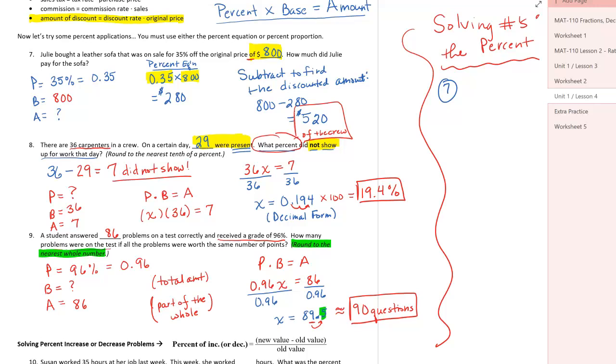Hello. In this video, I will be working numbers 7 through 9 from lesson 4 about percentages, but I will be using the percent proportion for these. So number 7 says Julie bought a leather sofa that was on sale for 35% off the original price of $800. How much did Julie pay for the sofa?